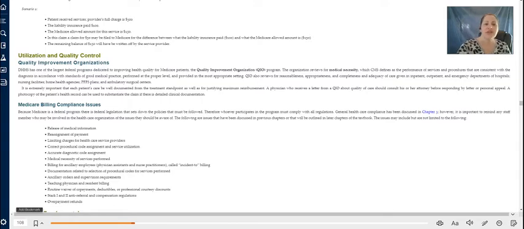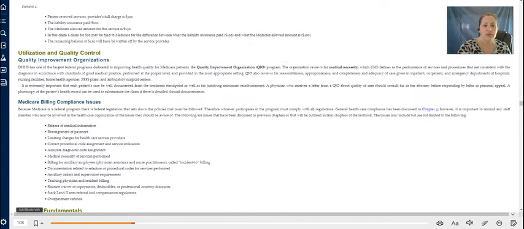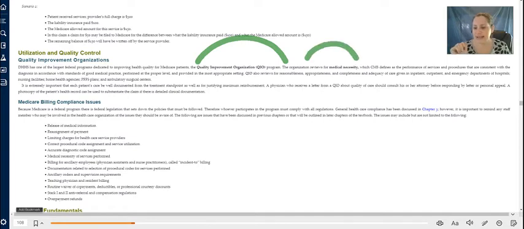Well, one of them is called the QIO, Quality Improvement Organization. This department of Medicare reviews for medical necessity. So the way the QIO works is that you bill Medicare and they pay you.